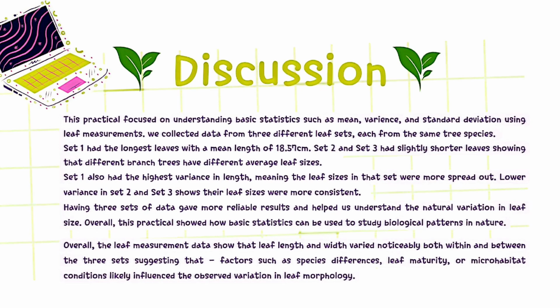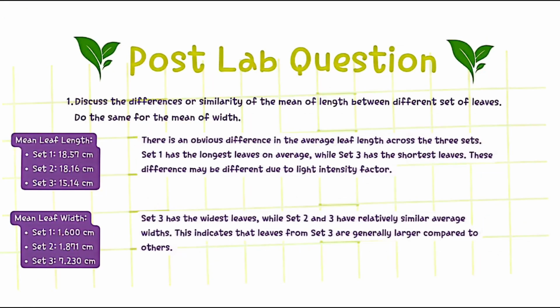Set 1 also had the highest variance in length, meaning the leaf sizes in that set were more spread out. Lower variance in Set 2 and Set 3 shows their leaf sizes were more consistent. Overall, the leaf measurement data showed that leaf length and width varied noticeably both within and between the three sets, suggesting that factors such as species differences, leaf maturity, and microhabitat conditions likely influence the observed variation in leaf morphology.